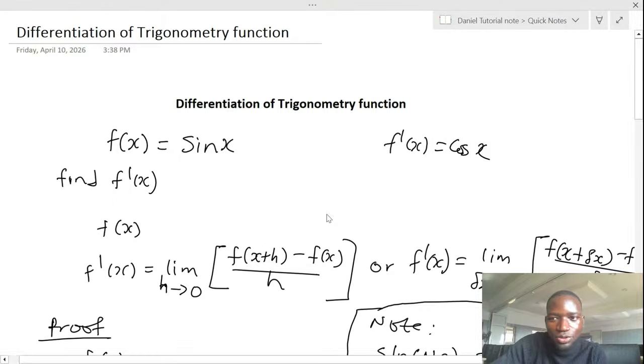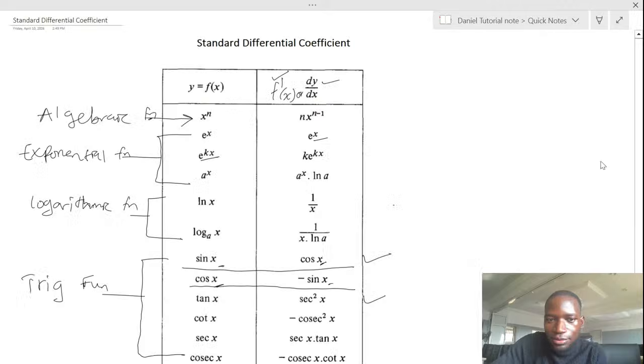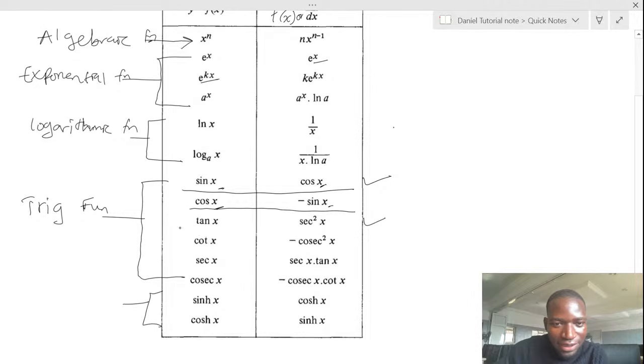So let me just do one more. Let's look at tan. Let's see how we can get tan. Let me quickly work on tan and let's see.